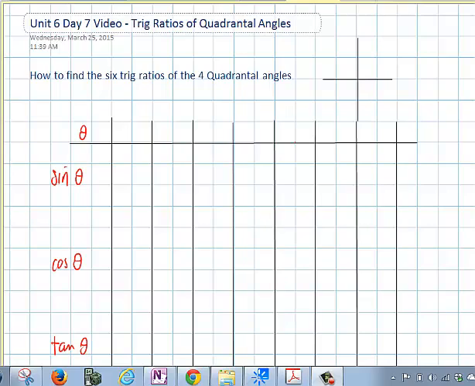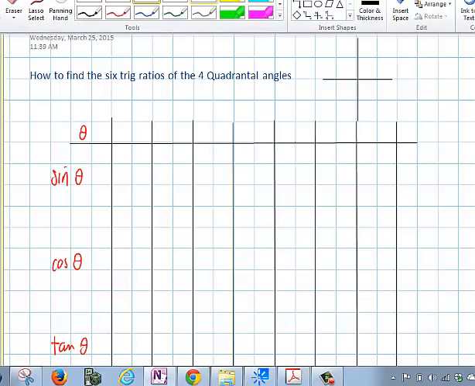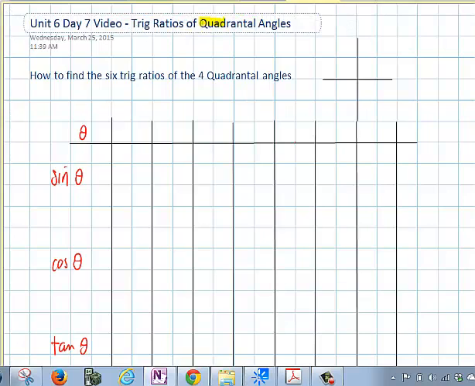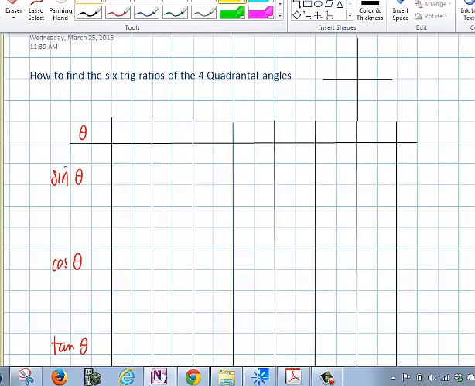This video is a short video on how to find the trig ratios for quadrantal angles. Now this is different than any of the other angles we've been working with so far. These are the angles whose terminal sides land on the x or y axis. They land on the quadrant lines, and that's where the word quadrantal angle comes from.